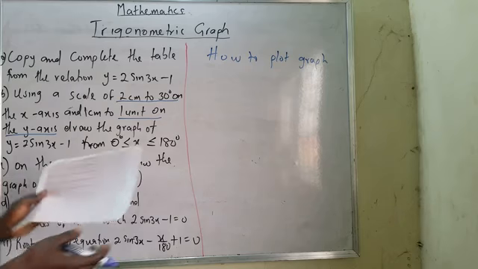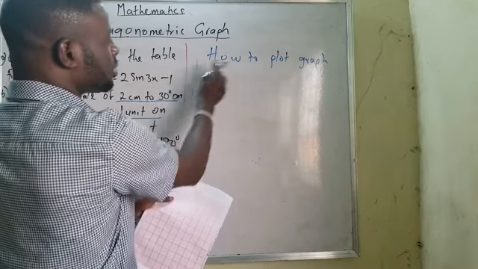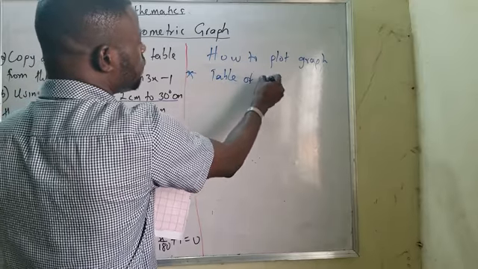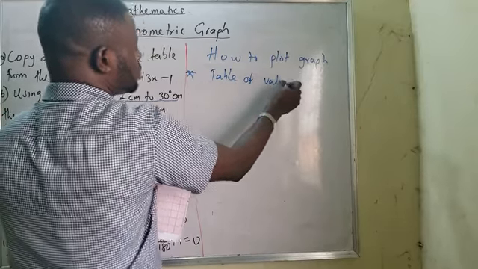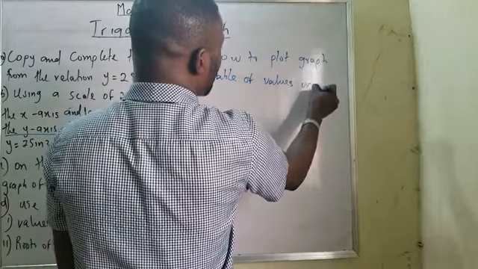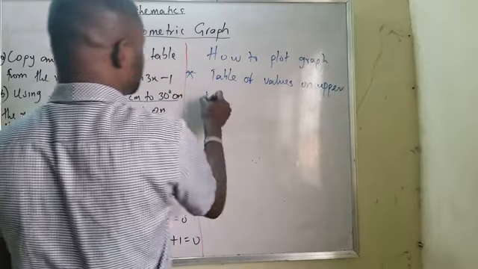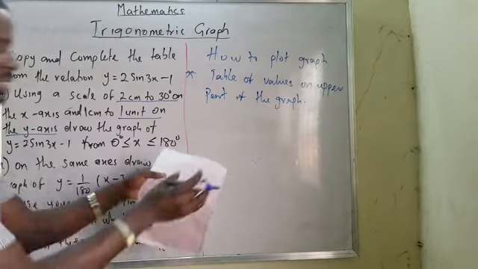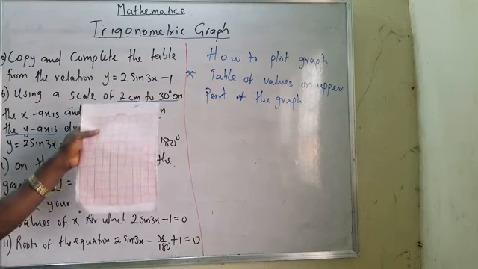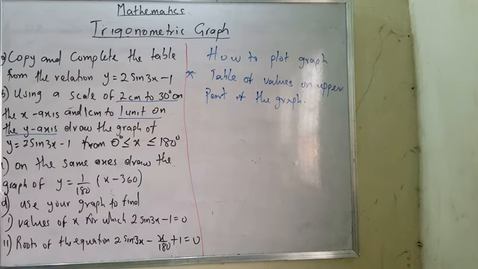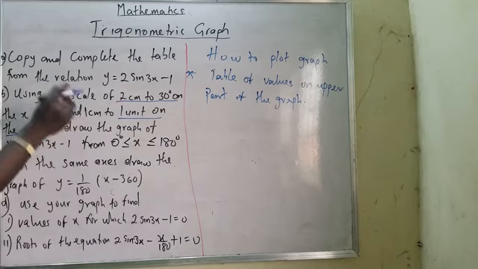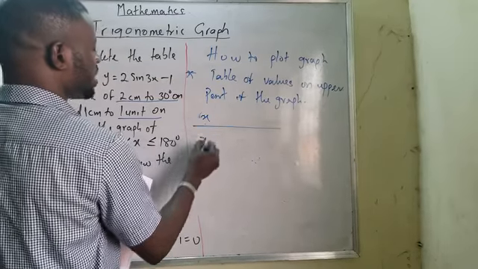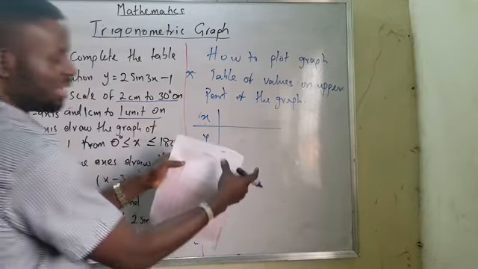That's the first thing. Second thing, the table of values must be here, on the upper part of the graph. First I have to plot them. Your table of values can just be here. That is very, very important. Only x and y. Just have it this way: x and y.